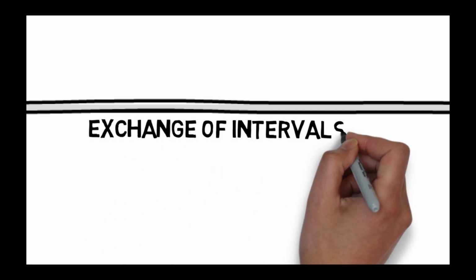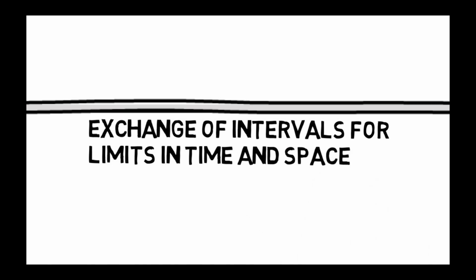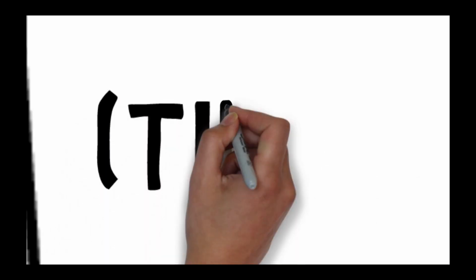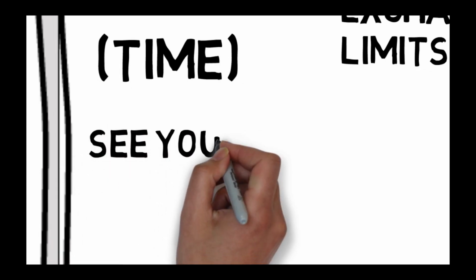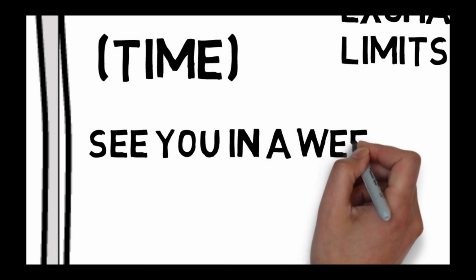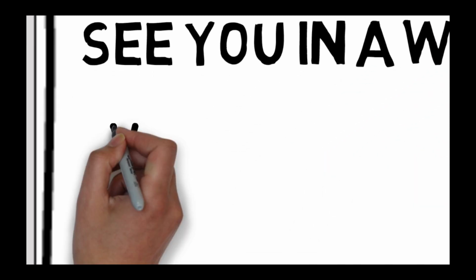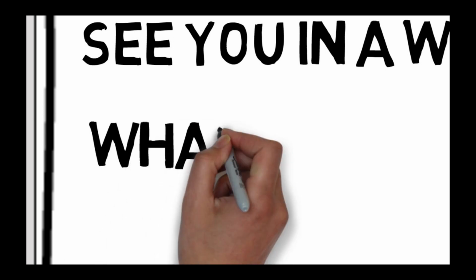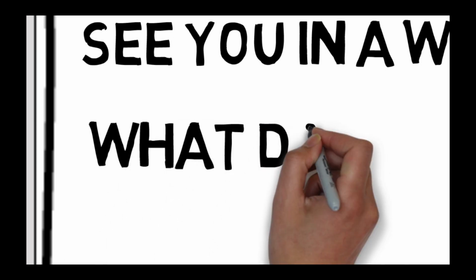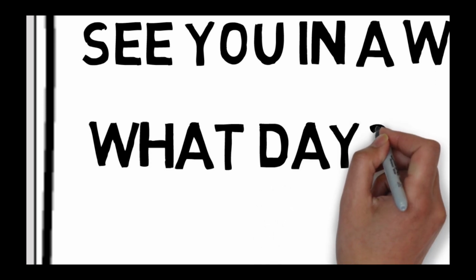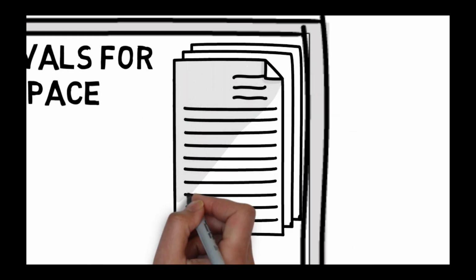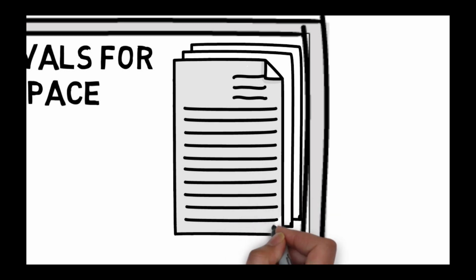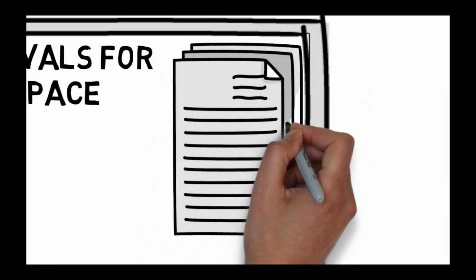Exchange of intervals for limits in time and space. We can exchange intervals for limits in time. For example, see you in a week. You can give a specific day. If you are talking to someone and you say to him, see you in a week, if you are talking to him on Sunday, for example, it means that you will see him on this Sunday. So you can say, see you in a week, أراك بعد أسبوع, or أراك يوم الأحد.